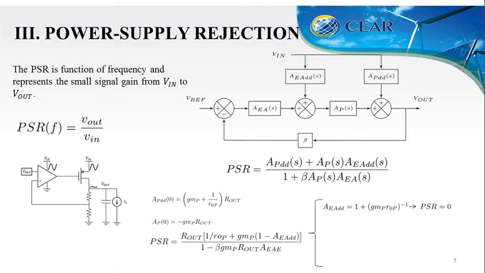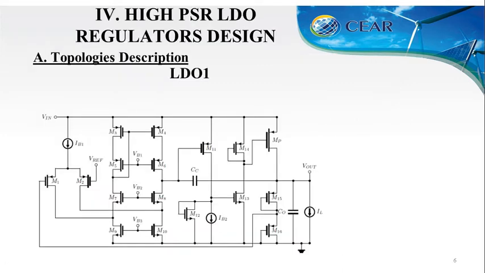To improve the PSR, we can choose the PSR of the error amplifier to be 1 plus 1 over gm rop. But this part of the formula is the intrinsic gain of the PMOS transistor, which is a function of the square root of the load current, making the design of the error amplifier hard. But you can also get a good improvement by choosing the PSR of the error amplifier to be approximately 1. Intuitively, we can see that because the ripple of the input voltage goes to the gate of the PMOS transistor, and then the VSG voltage of the PMOS transistor is equal to 0.